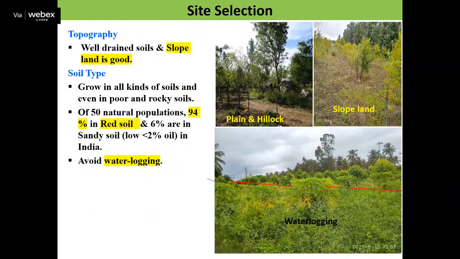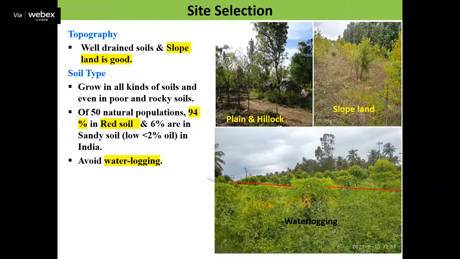Now, in the case of site selection, the topography of the land should be well drained, and sloping land is good. See in the picture, there is a plain and a hillock. When we observed the hillock area, which is well drained and rocky, the sandal growth there was better than on the plain level land. Another factor is that it grows in all types of soil. However, red soil is most probably good for sandal hardwood and oil content.